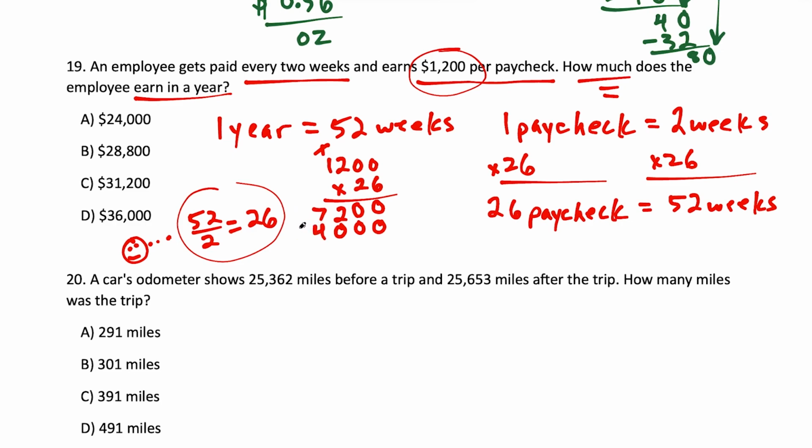We'll make that a little bit neater. And we've got 0 plus 0, and then we have 2 plus 0 is 2, 7 plus 4 is 11, but we carry the 1 up here. And then 1 plus 2 is 3. So this person is going to make $31,200 per year if we total all of their paychecks. And this is going to match up with choice C.